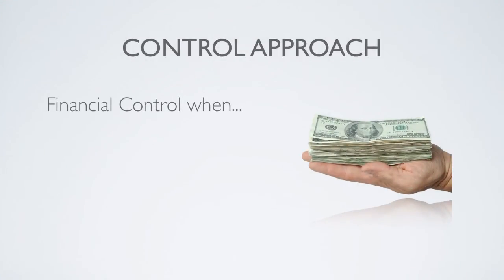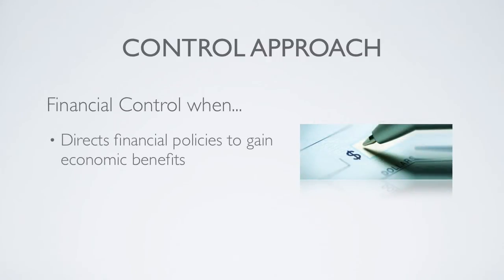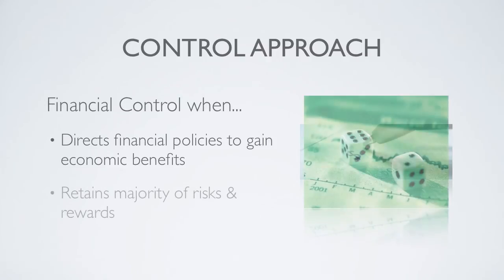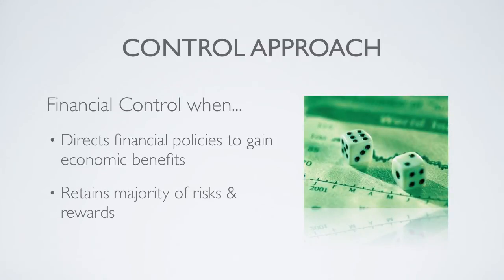Financial control. A company has financial control over an operation when it has the ability to direct its financial policies to gain economic benefits from its activities. In other words, a company is considered to financially control an operation if it retains the majority of risks and rewards arising from the ownership of the operation's assets.